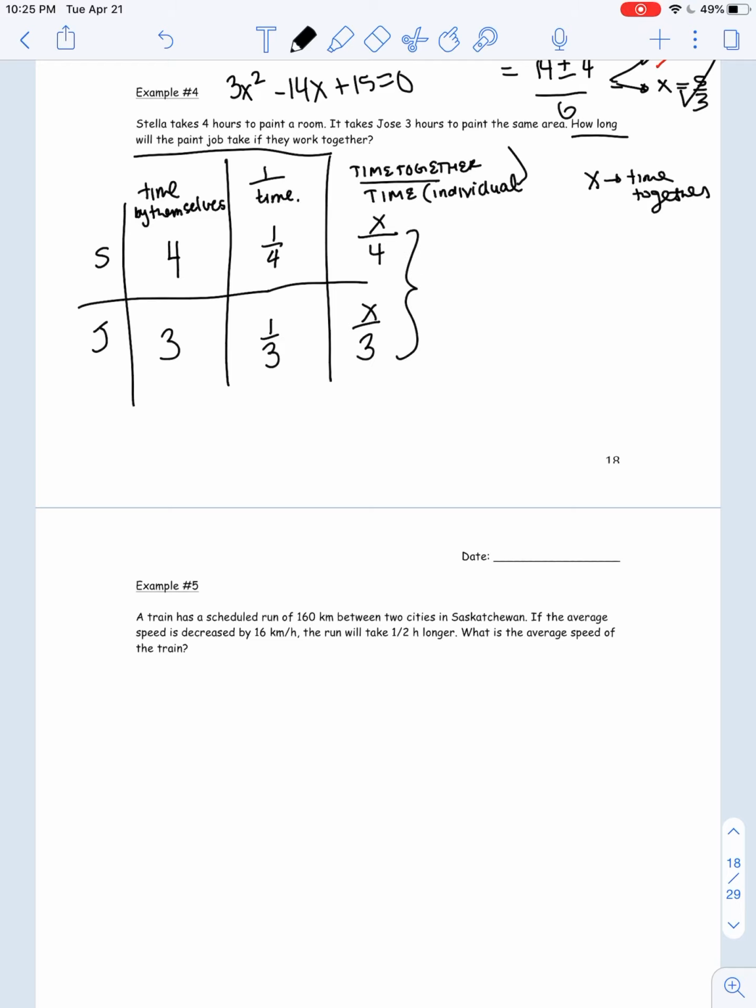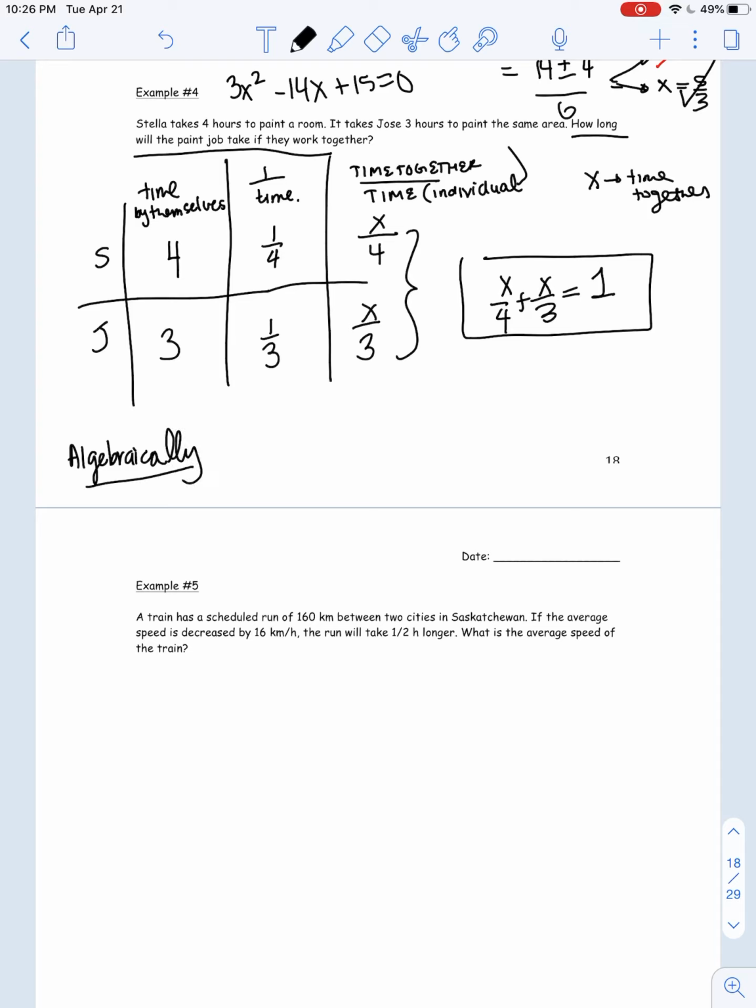What you're always going to do in this set of problems when they're working together, working apart, you're always going to add them, and that's equal to 1. Okay, so that is your strategy for making an equation. So with this, working together, working apart, you're going to add their times, time together over time, and that should always equal 1. So we're going to solve this algebraically, and that's what we've been doing. So I'm kind of focusing on the algebraic approach here.